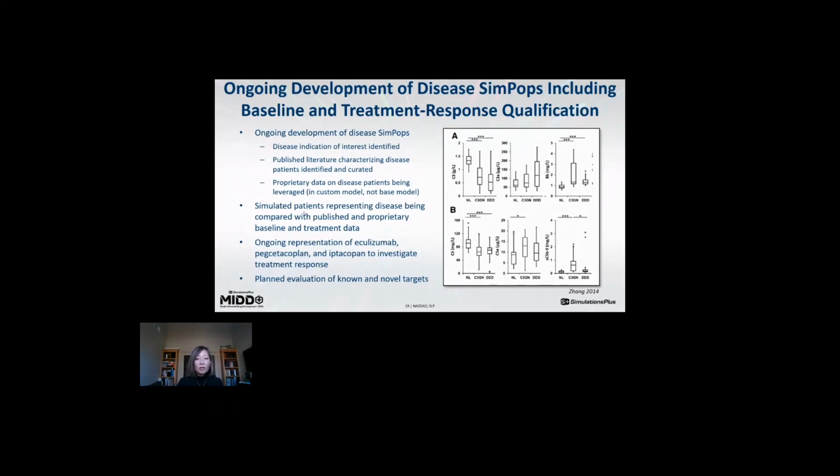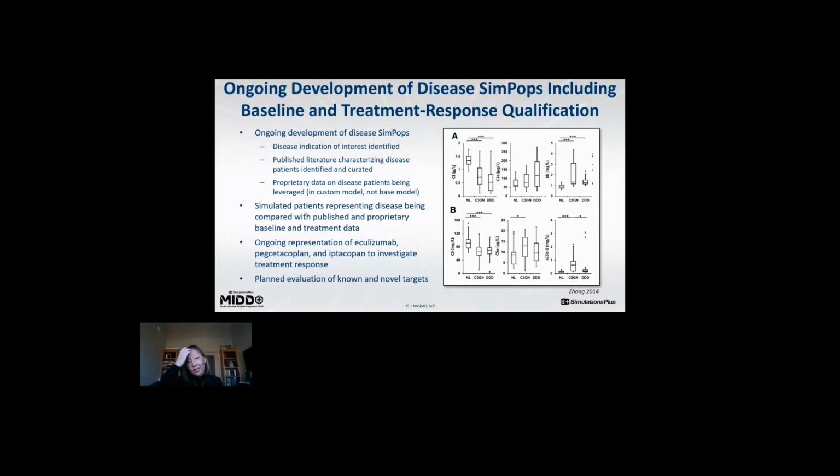Completing that cycle, we would then move forward into evaluation of novel treatments, looking at exposure, mechanism of action, and different dosing protocols to see what is the impact of targeting a particular protein and reducing it to a particular level with these kinetics, in order to estimate what the predicted efficacy would be.